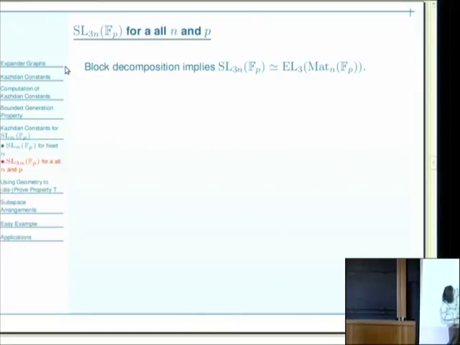So I'm going to get the group SL3n over Fp, and I can think of this as a group of 3 by 3 invertible matrices over matrices of size n over Fp. And that's not incorrect, it's just block decomposition. You have to verify that these two groups are the same because they have slightly different definitions, which means that you have to do something, but that's easy.